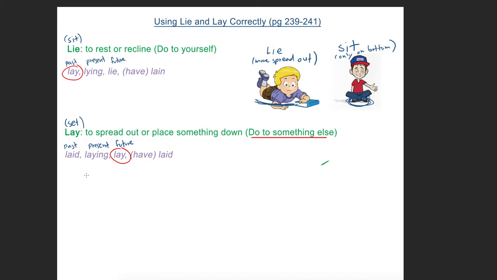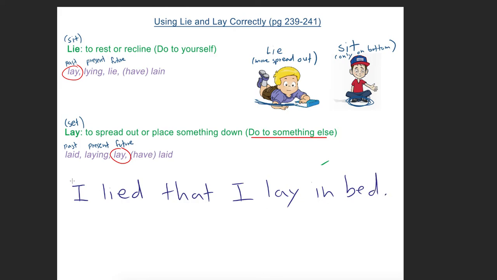All right, so here's a trick that I just thought of. I lied that I lay in bed. Okay, so you see how "lied" has the word lie, as in to rest or recline? I lied that I lay in bed. So lied is past tense, right, since it has -ed at the end. This will help you to remember that the past tense of lie is lay.